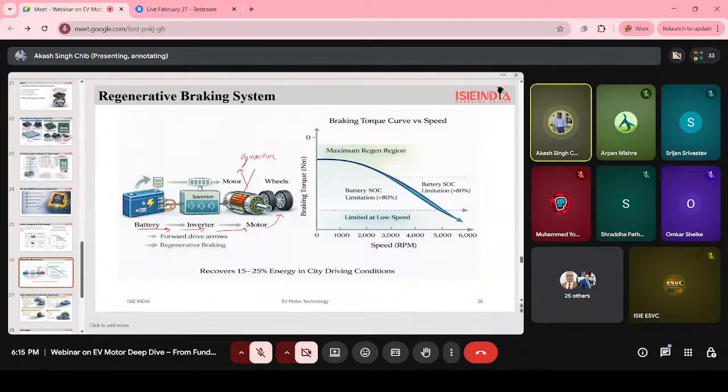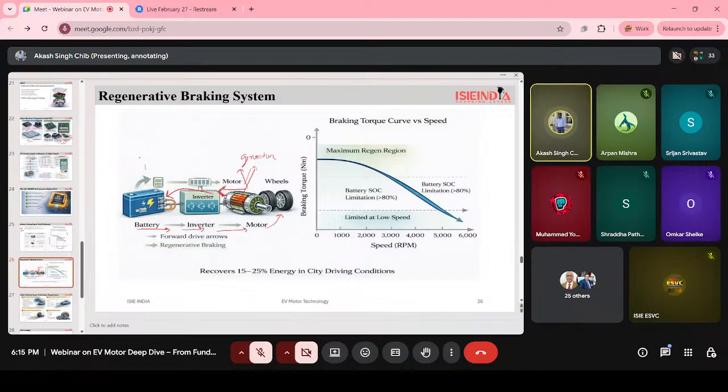Here the wheels rotate the motor. Okay, so the motor acts like a generator, and when it generates electricity inside the motor, that electricity flows back to the inverter part, which is our controller unit, and that controller gives supply back to the battery.